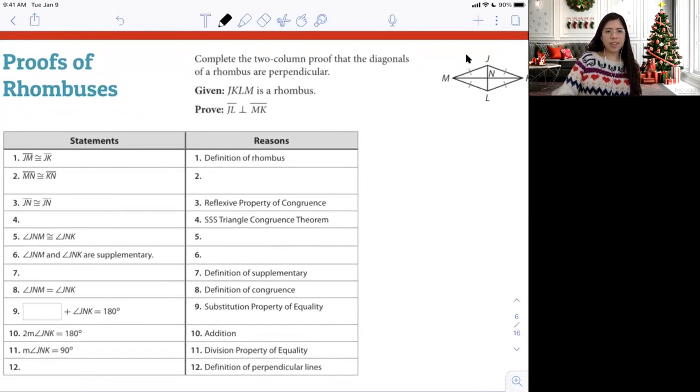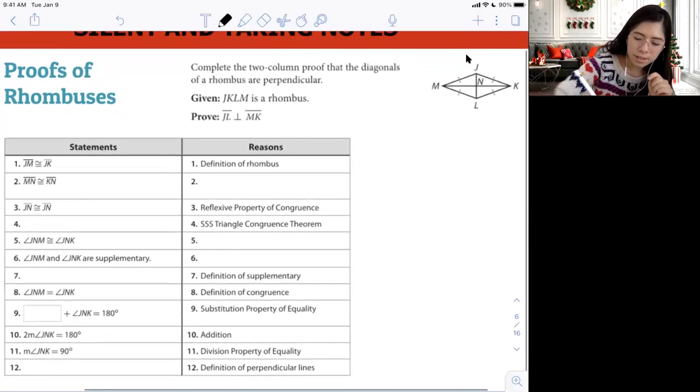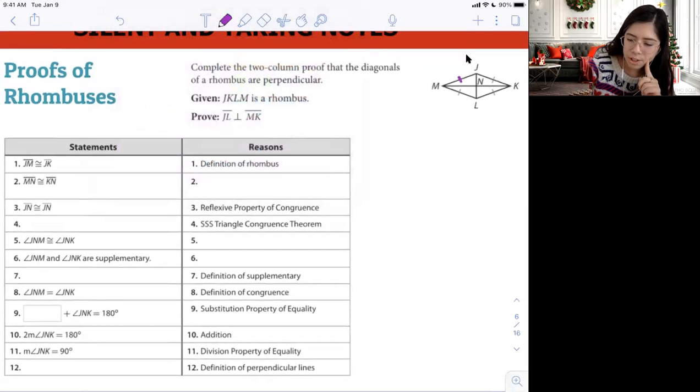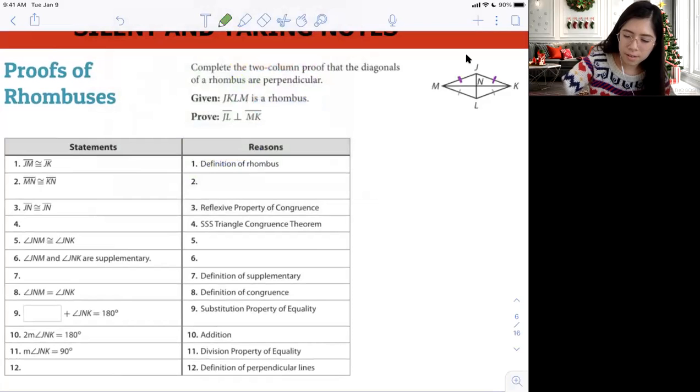First of all, we know that this is a rhombus. Cool. Definition of a rhombus. The definition of a rhombus is that JM is congruent to JK. So where's JM? JM is congruent to JK. And that's all in the definition of a rhombus. We also know that MN is congruent to KN.